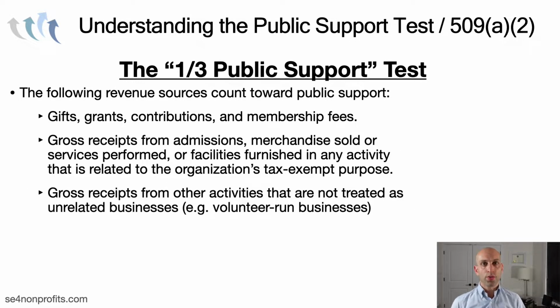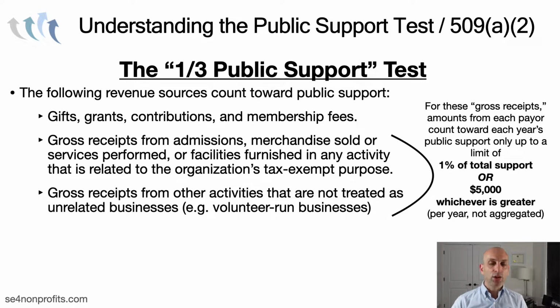Focusing first on the 1/3 public support test, there are a few different types of revenue that are going to count towards public support. The first is pretty standard for most types of nonprofit organizations. We're talking about gifts, grants, contributions, and membership fees. And the next two items are more in line with that exempt function revenue, the business revenue that I mentioned before. Now, those two gross receipts items are subject to an important limitation. Amounts from each payer count towards each year's public support only up to a limit of 1% of total support for the year, or $5,000, whichever is greater.